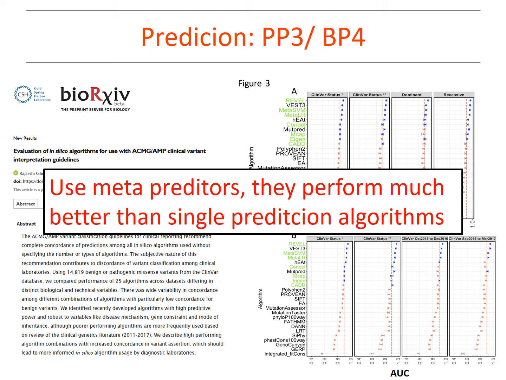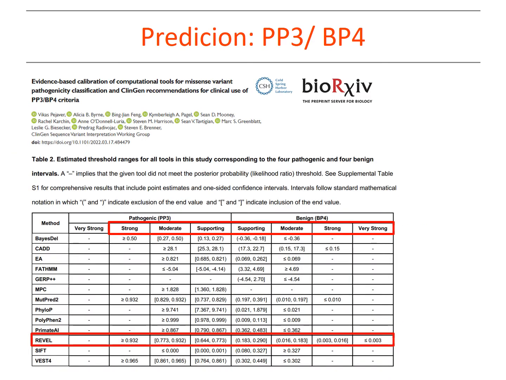So this was one recommendation a couple of years ago, that you use meta predictors, but earlier this year, a publication came up from Sean Tavtigian's and Marc Greenblatt's people, and they did very nice work. They did a calibration of these different computational tools. Maybe you know some of them, or maybe you use some of them, and I marked only REVEL here. So they made a calibration and translated it into ACMG codes for clinician recommendations. This is a really excellent paper.